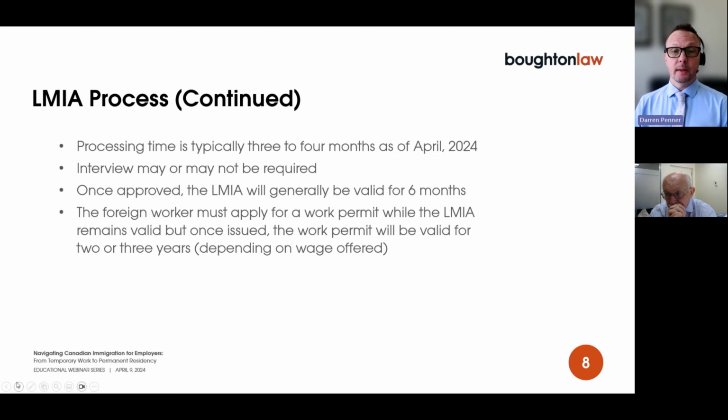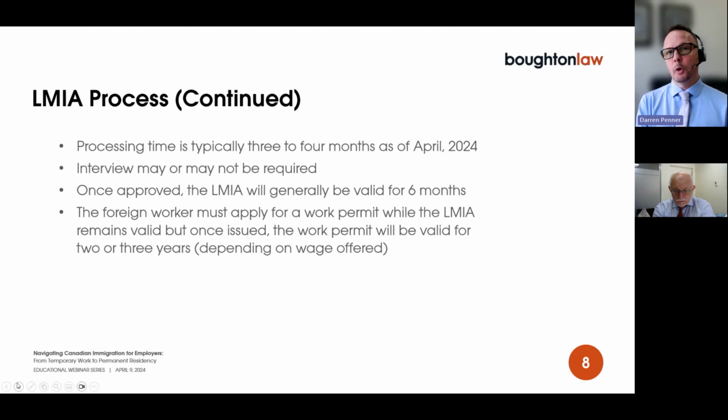So once approved, the LMIA will generally be valid for 6 months. And LMIA validity time has been all over the place since COVID. We've seen them valid for 12 months, 18 months, even 2 years. But right now it's going back to 6 months. So we can expect that LMIAs will be issued and valid for 6 months beginning now.